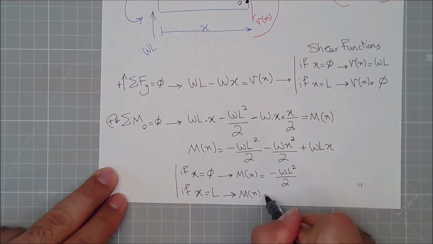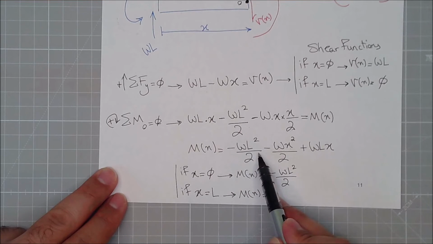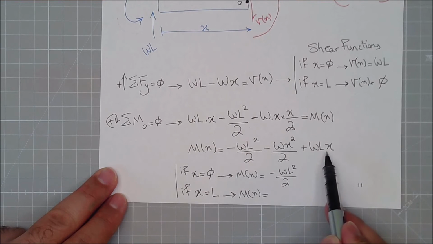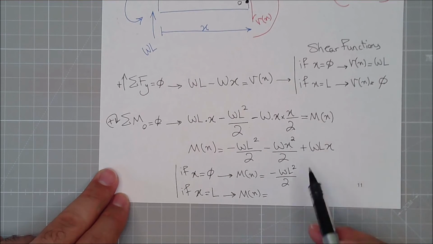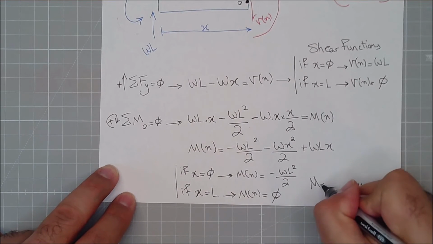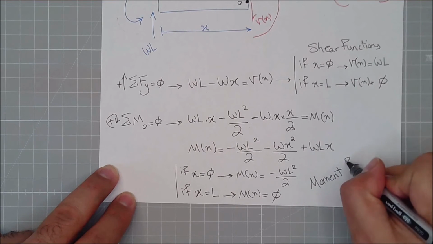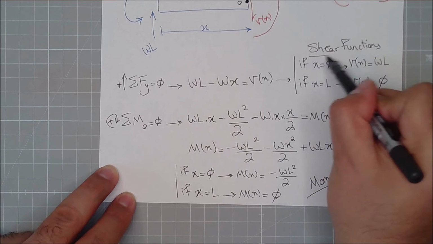My Mx will become L here, L to the power of 2. These two will be 2 omega L to the power of 2. This will be omega L to the power of 2. And if I do 2 by 2, it will be 0. Now I have the moment functions as well, and I have the shear functions.